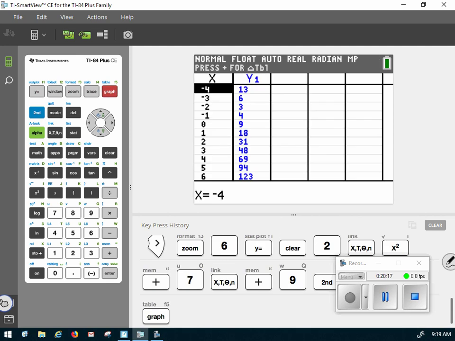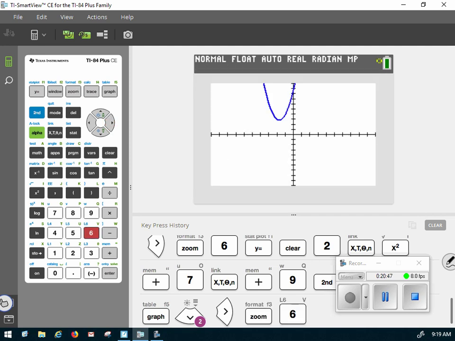What did we divide by on that one? When x is negative 2, what's your y value? What was your remainder? Oh my gosh. What does that mean on the graph? Yeah, that's right. Now, I want you to go to Zoom 6 because we'll be able to see this one.